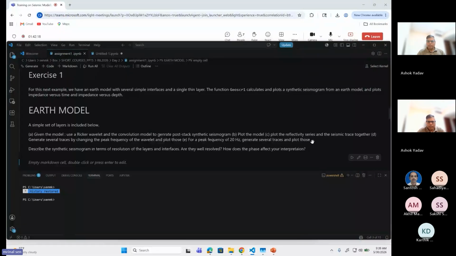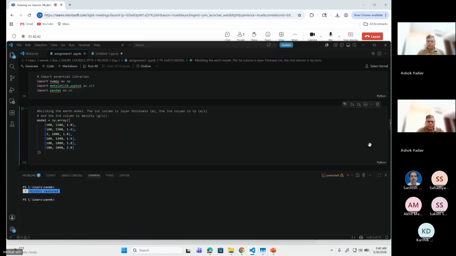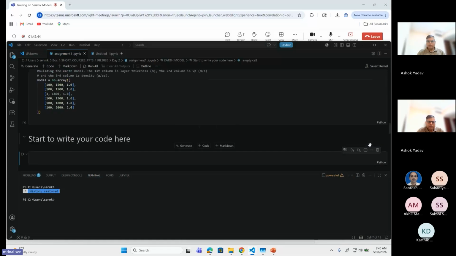Plot the model, plot the reflectivity series and seismic trace together. Now you generate several traces by changing the peak frequency of the wavelet and plot those here. Okay, and to start with, you can use a 20 hertz Ricker wavelet, and you need to describe the synthetics in terms of resolution of the layers. And you can start to write your code here.